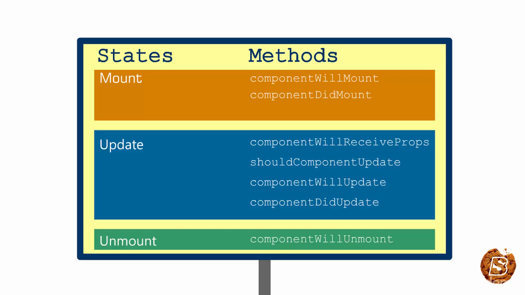Then the next state is unmount, and the method that it has is componentWillUnmount. Now this one is invoked immediately before a component is unmounted from the document object model. We can perform any necessary cleanup in this method, or you can say garbage collection, such as invalidating timers or clearing up any document object model elements that were created in componentDidMount.